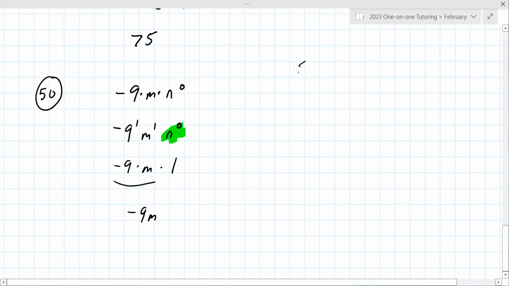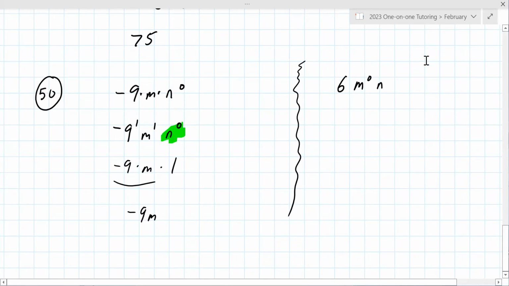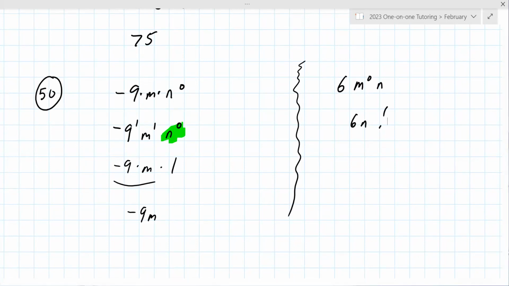So real quick, just because we have plenty of time here, can you tell me what 6m to the 0 n would equal? That would equal 6n. Yes, good. Okay. All right, so 52. Finally we're up to these. This is where it kind of starts getting unclear.